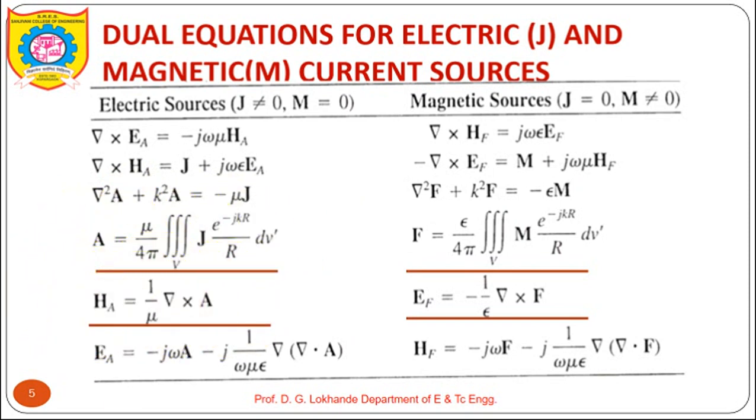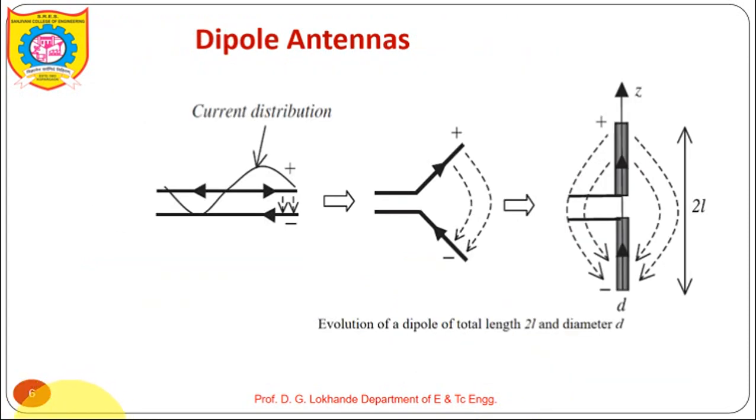Whereas if the source is a magnetic source, where J is equal to 0 but M is not equal to 0, then we go for the electric vector potential F, which is the most important to calculate, and based on that, E from F is observed. So these 2 sets of equations will always be used for the analysis.